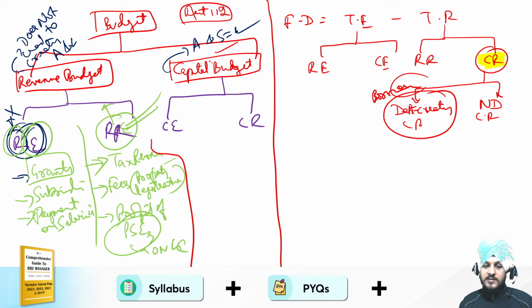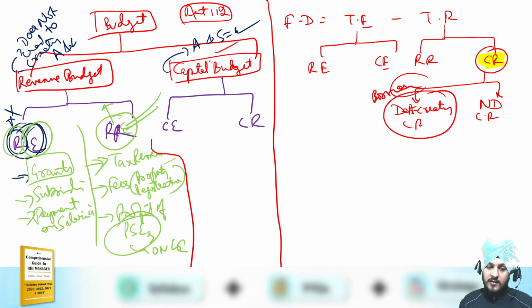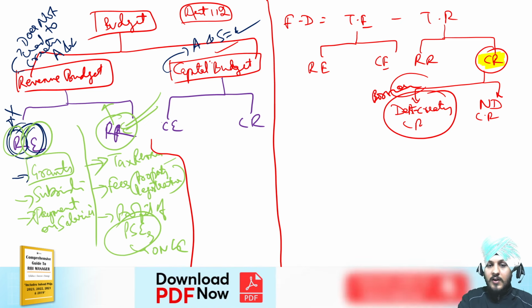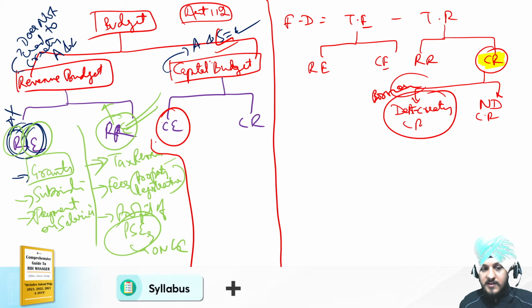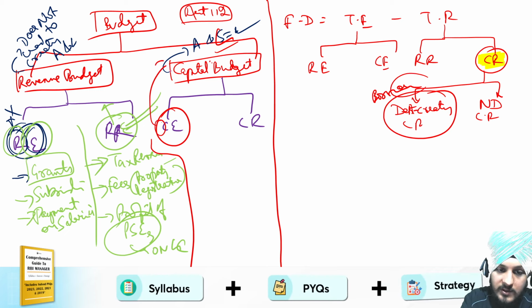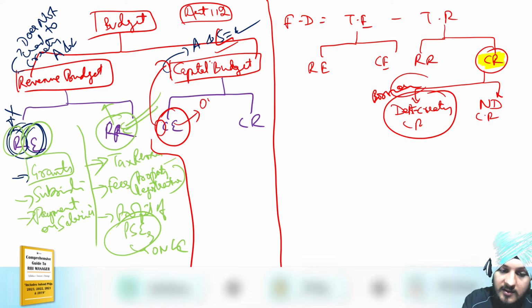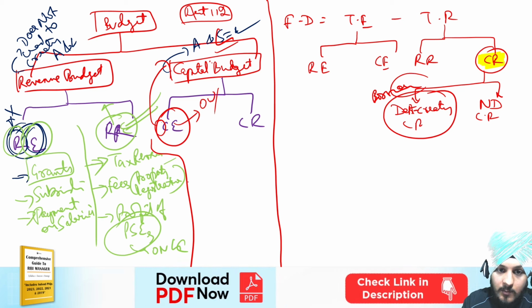Now the next part is regarding the capital budget, and I have already said the capital budget means the budget that leads to creation of assets and liabilities of the government. When we talk about the capital expenditure, capital we already know what it means, that is the creation of assets and liabilities, and expenditure means the outflow or the spending of money by the government.